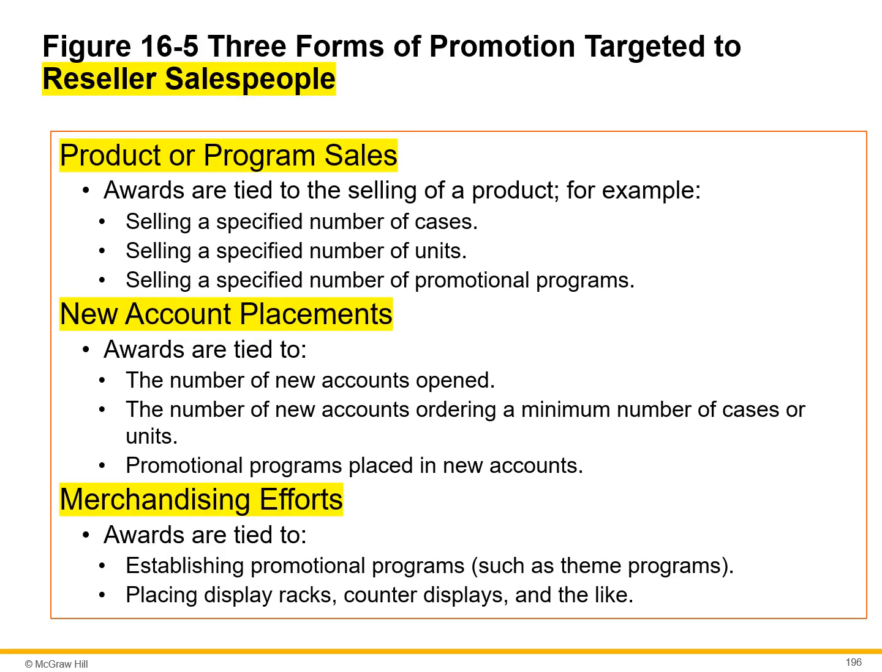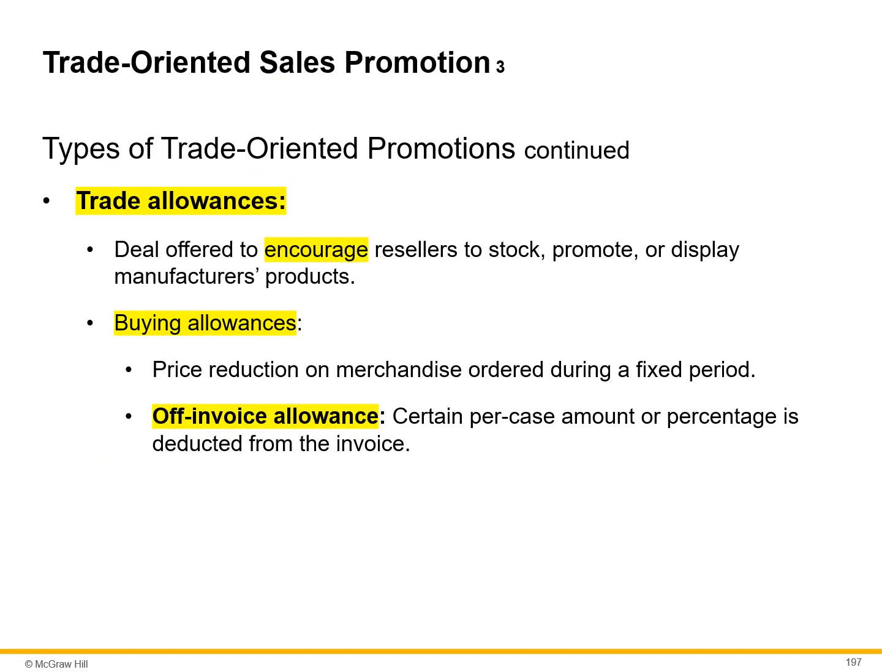And there are three forms of promotion targeted to reseller salespeople. You can offer promotions targeted for product or program sales, for new accounts, or for merchandising efforts. And then trade allowances. Basically, you offer a trade allowance to encourage resellers to stock your product, promote your product, or display your product.